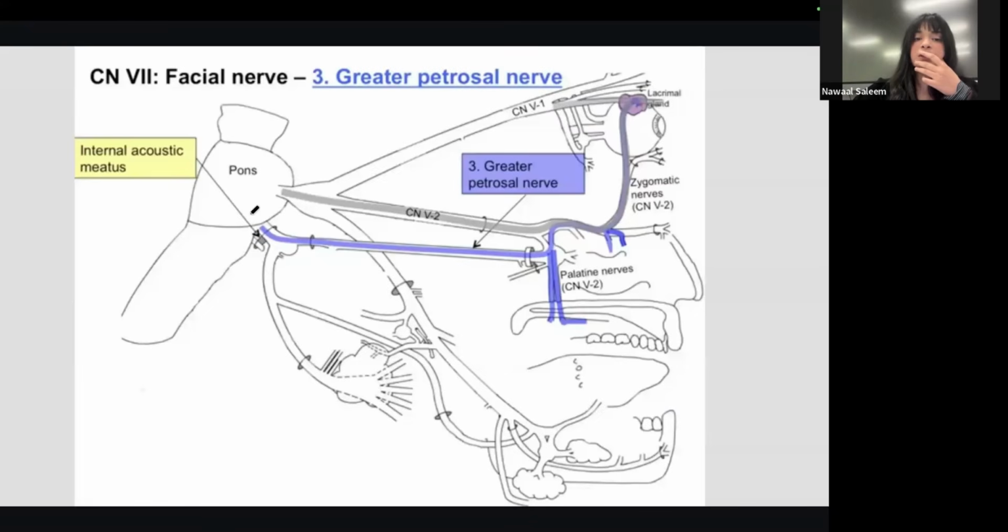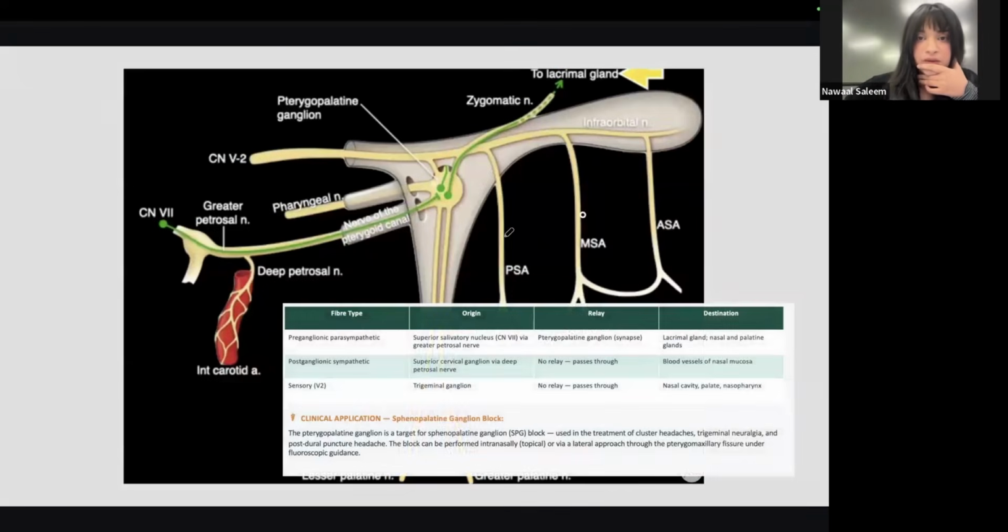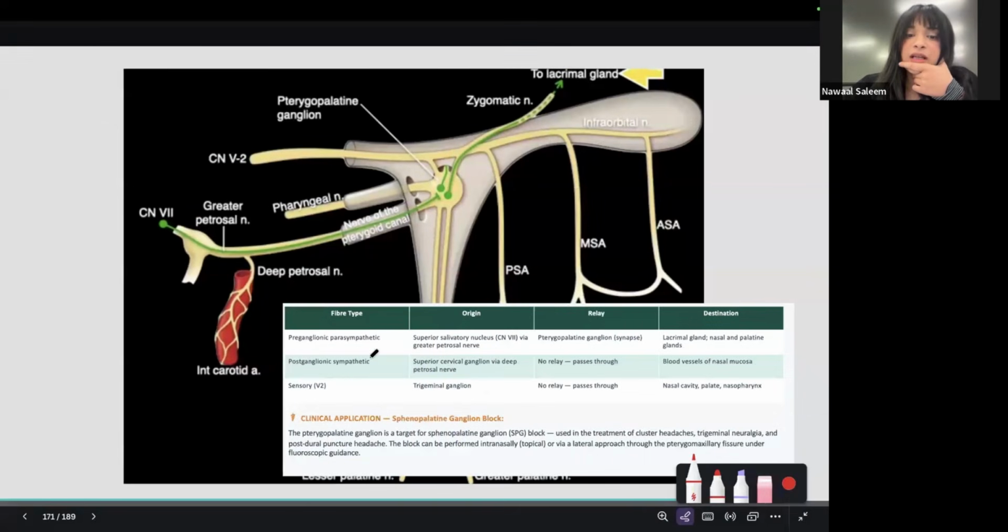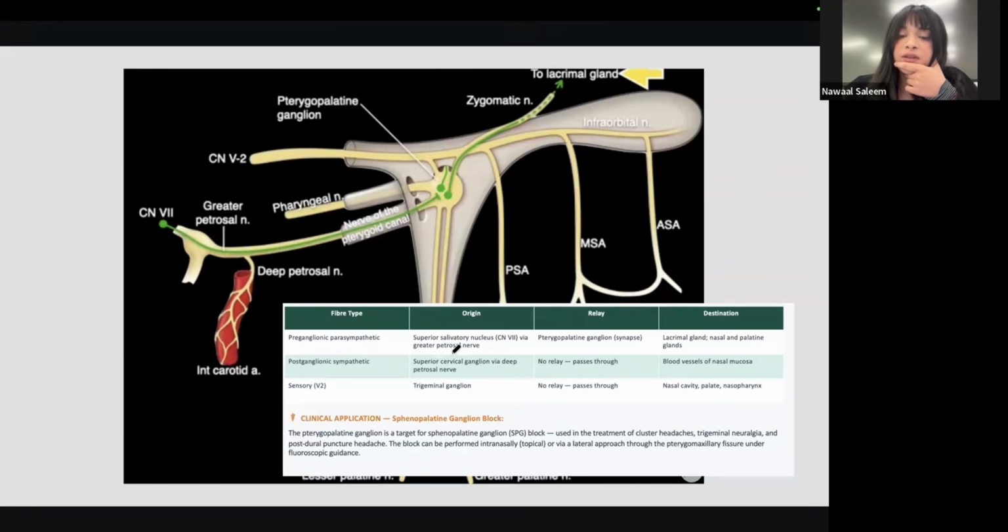We talked about this one, but just to recap, it goes from the internal acoustic meatus. This is the greater petrosal nerve, and then it exits. And then it gives off the palatine nerves and the zygomatic nerve up to the lacrimal gland. This was in the pterygopalatine fossa. Right? If you recall the pterygopalatine fossa, the preganglionic parasympathetic fibers come from the superior salivatory nucleus via the greater petrosal nerve. It's going to relay in the pterygopalatine ganglion, and then it's going to go to the lacrimal glands, hitchhiking on the zygomatic nerve, which is part of V2.